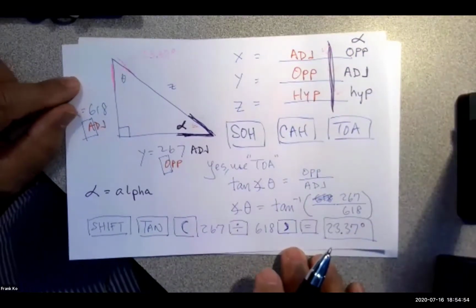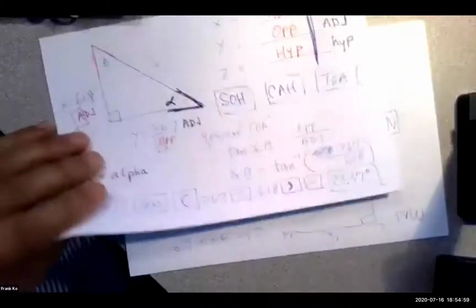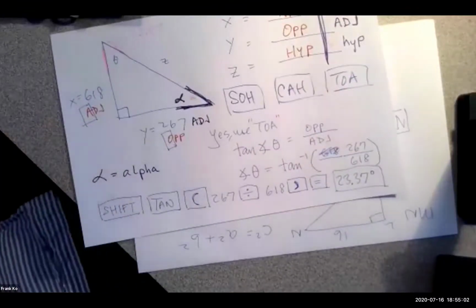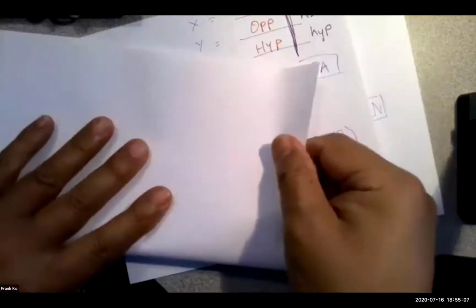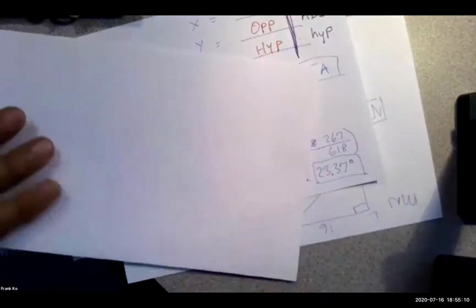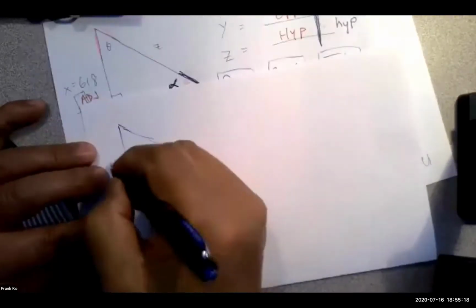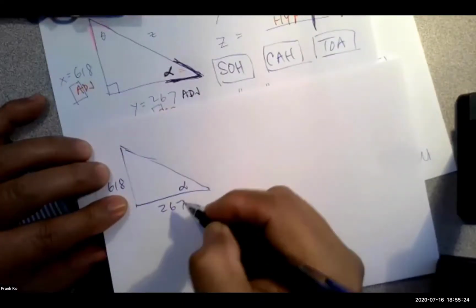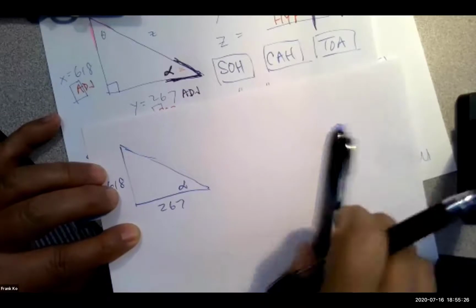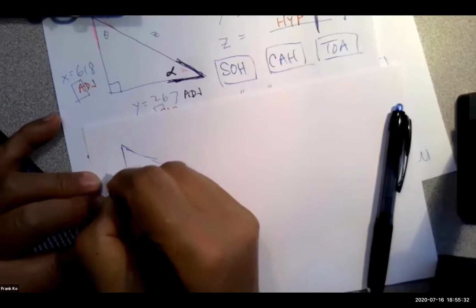So now, how do we calculate the angle of alpha? The angle of alpha could be calculated this way. Let's go ahead and fold this guy up and very quickly do this. So we have alpha in this corner. We have 618 over here. We have 267 over here. And we are given this is now the adjacent side. And this is now the opposite side.